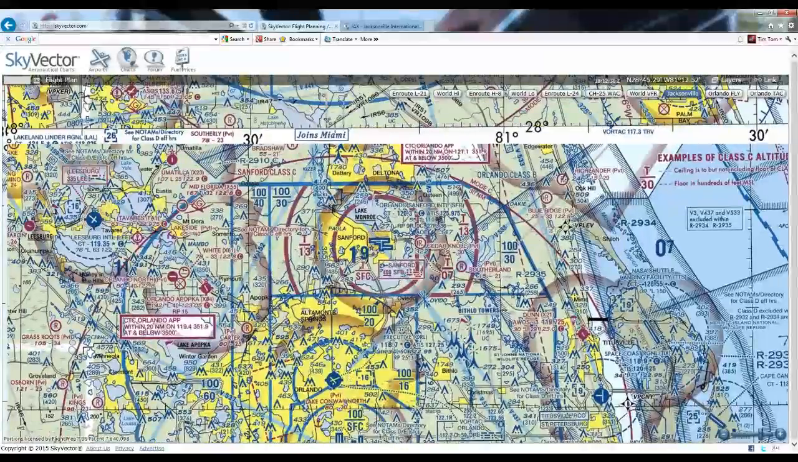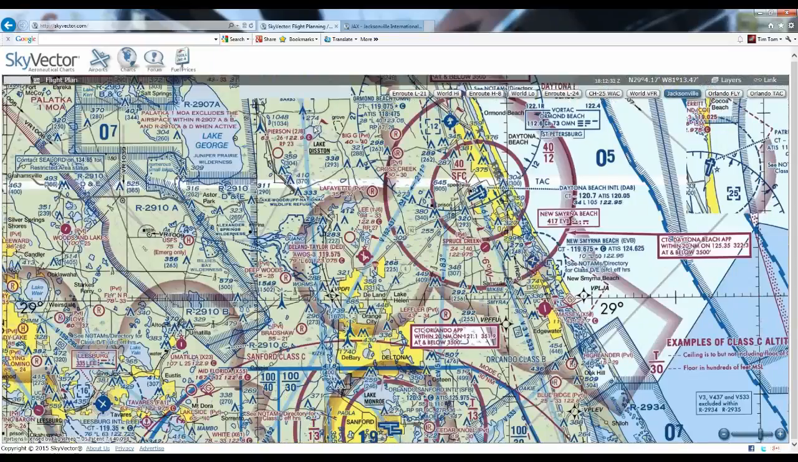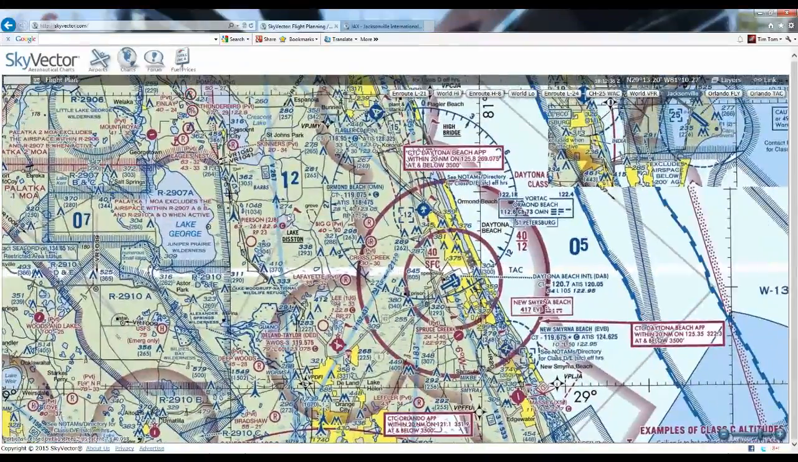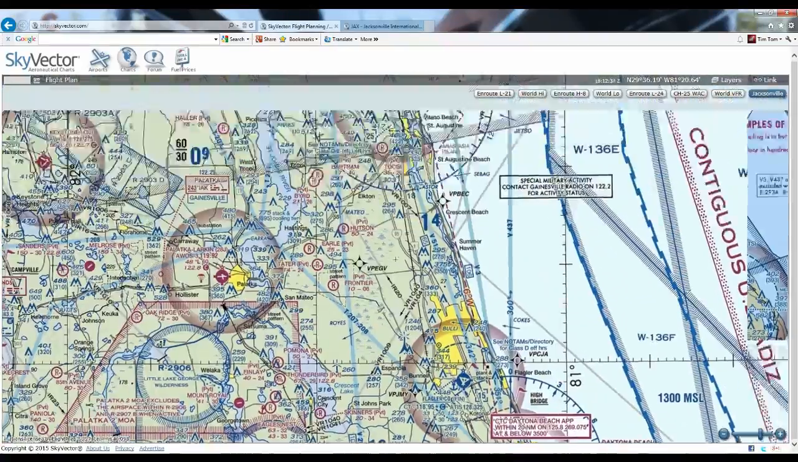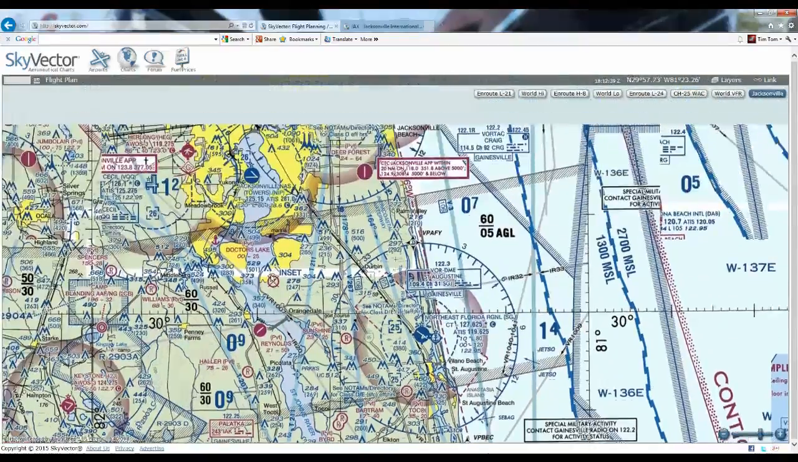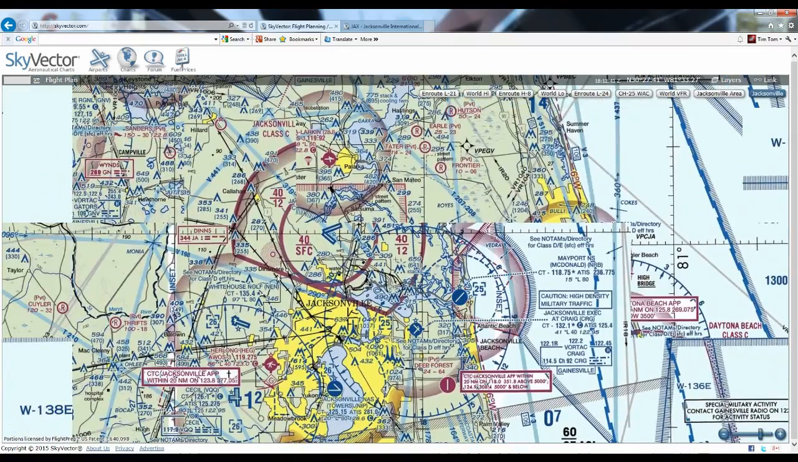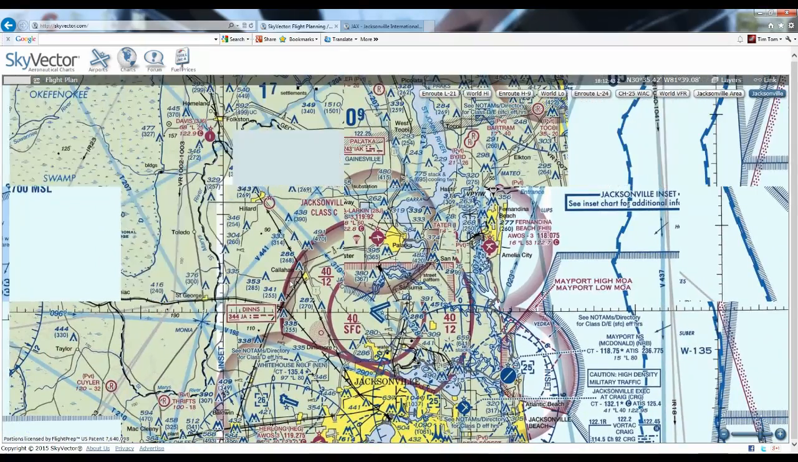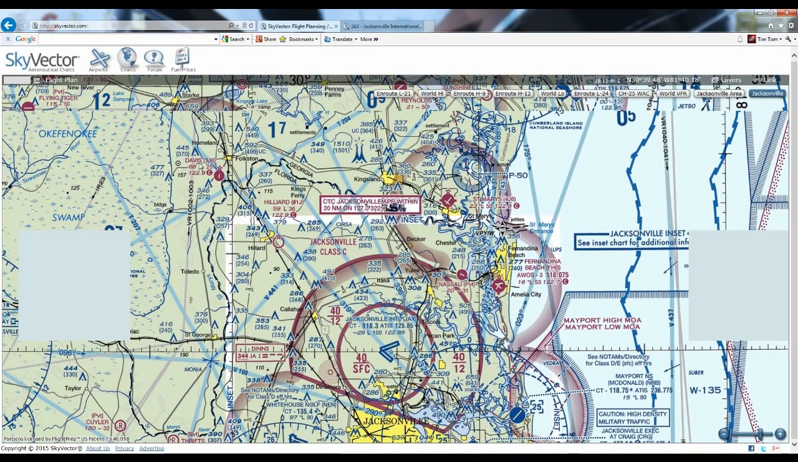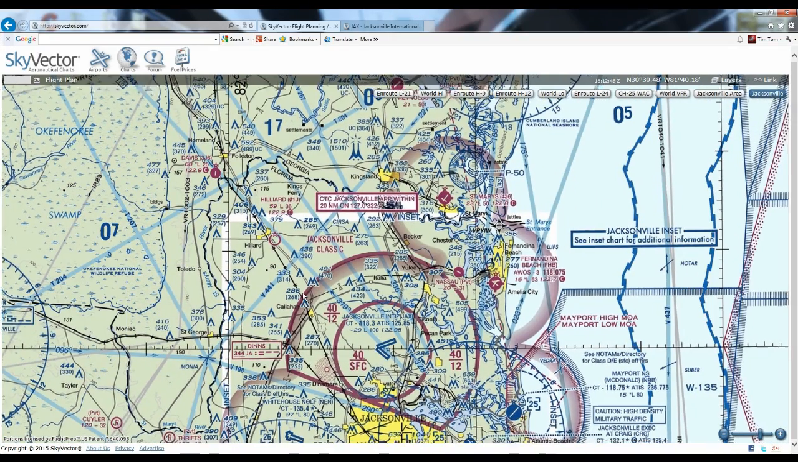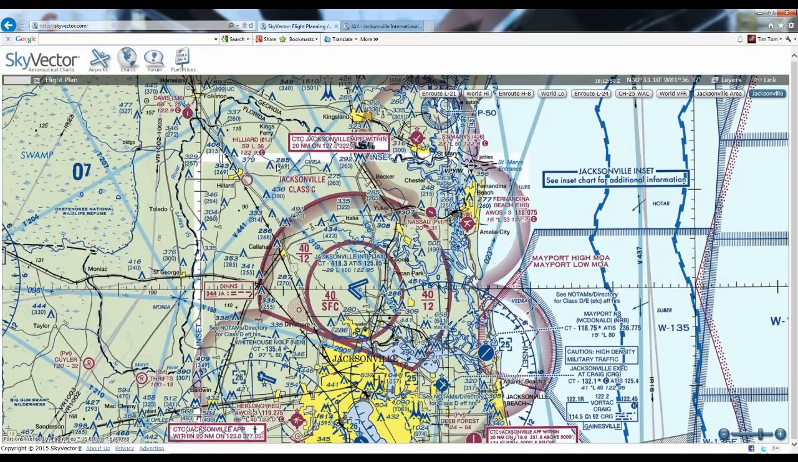Now, to avoid all this confusing stuff, we're going to go back up to Jacksonville, and we're going to talk about the information tags for airports. As you can see, every airport has an information tag close to it. Airspace usually does too. As you can see here, it says Jacksonville Class Charlie.